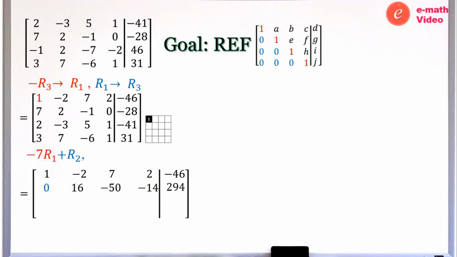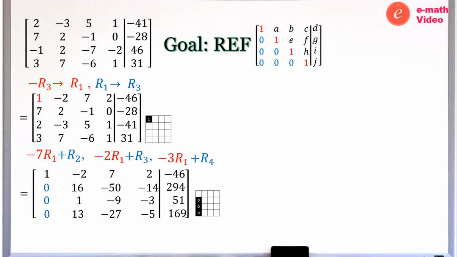Maybe we do more at once. Negative 2 times row 1 plus row 3. 1 times negative 2 is negative 2. Negative 2 plus 2 is 0. Then negative 3 times row 1 plus row 4. 1 times negative 3 is negative 3. Negative 3 plus 3 is 0. With that, we are done with all the zeros in the first column.